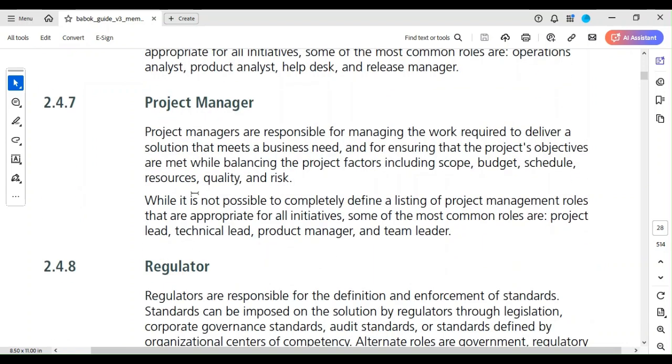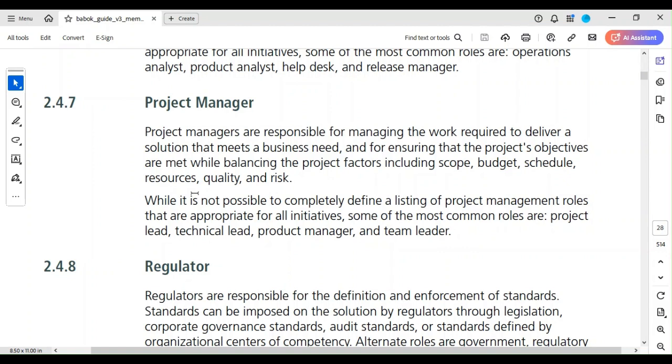Project manager. Project managers are responsible for managing the work required to deliver a solution that meets a business need and for ensuring that the project objectives are met while balancing the project factors, including scope, budget, schedule, resources, quality, and risk. While it is not possible to completely define a listing of project management roles that are appropriate for all initiatives, some of the most common roles are project lead, technical lead, product manager, and team lead.